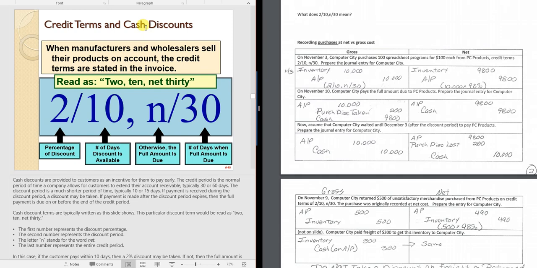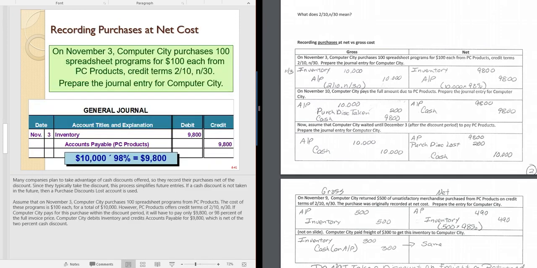Those are credit terms, and you generally write these underneath. You can have 1/15 net EOM for end of month, net 15, etc. So this is the information there. We're going to go through these, and we're also going to do the gross and the net method. This handout does the net, so that's this column. I'll do the gross at the same time. We purchase 100 spreadsheet programs for $100 each, so 100 times 100 is 10,000. Credit terms 2/10, net 30. Prepare the journal entry.